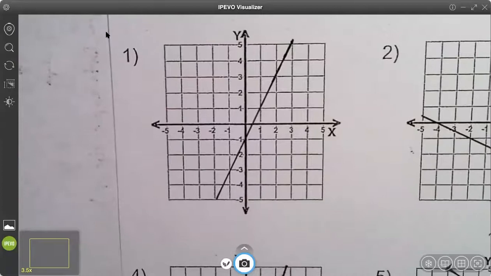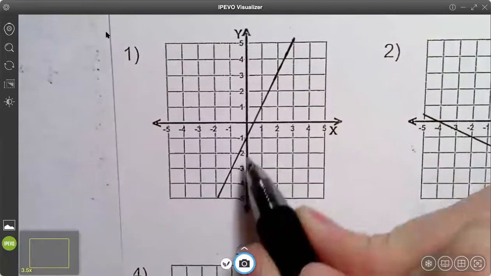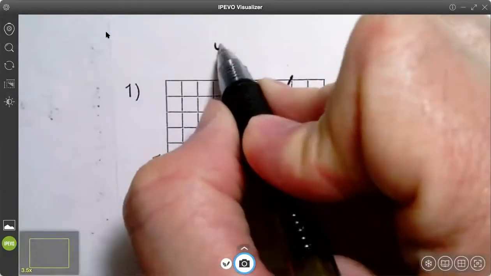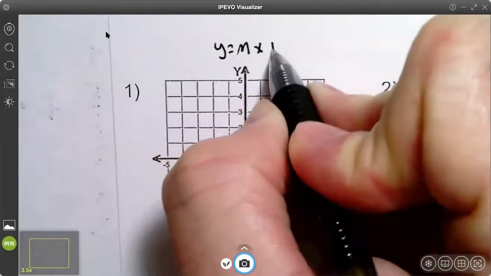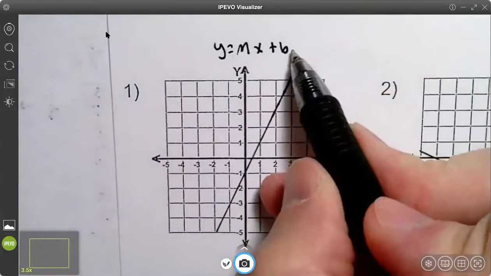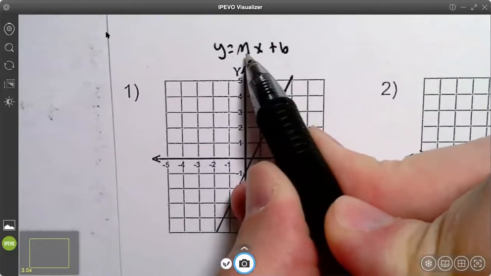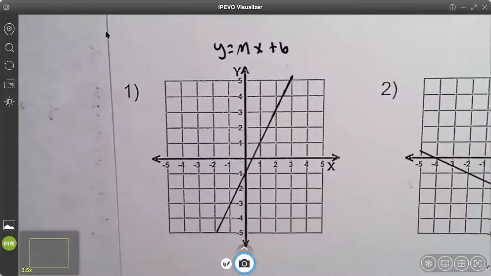We also need to be able to look at a line already graphed and write an equation from it. These are more likely to be more on a computer-based test. So let's look at one. If I want to write my equation in slope-intercept form, which again is y equals mx plus b, I've got to find two things: the y-intercept, where it crosses the y-axis, and the slope, what's the rise over run from that point.